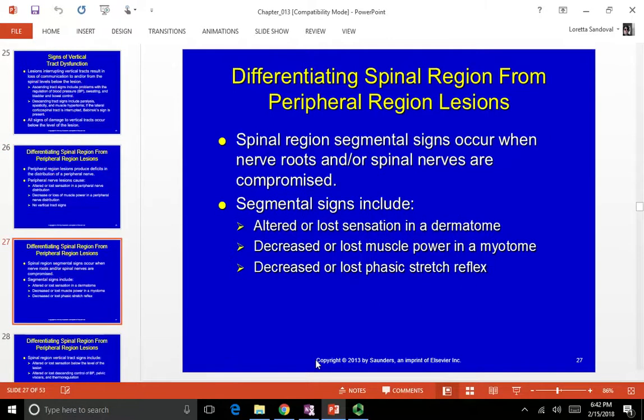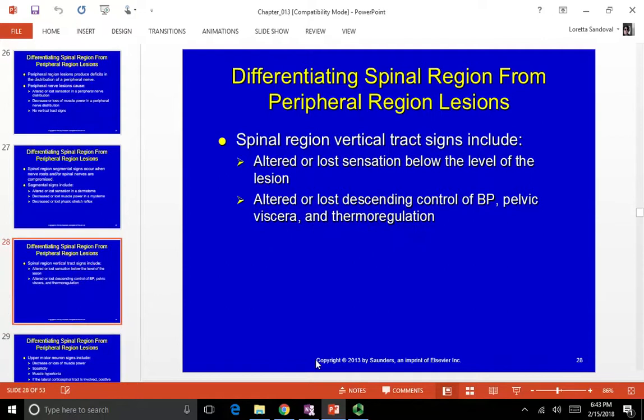So spinal region segmental signs occur when nerve roots or spinal nerves are compromised. So you could have a herniated disc that is impinging on a nerve root. You could have a lot of other things that might affect spinal nerves. So the segmental signs include altered or lost sensation in a dermatome. So there we go, we've got that dermatomal distribution. Decrease or lost muscle power in a myotome. There we've got that myotomal distribution. Decrease or lost phasic stretch reflex. And we know that has to do with that reflex arc, and that is in the spinal region that is affected. So that's how we're telling a difference between that and a peripheral lesion.